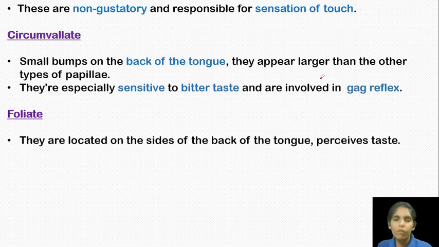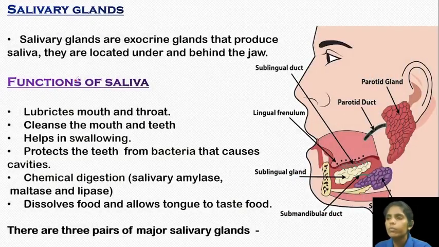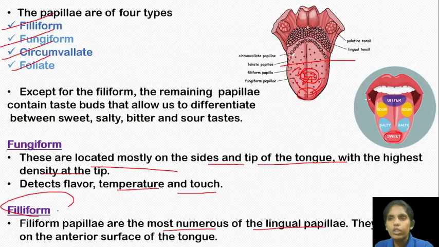Now coming to the circumvallate, they are small bumps present on the back of the tongue. They appear larger than the other types of papillae. So here, these small bump-like structures are the circumvallate papillae. They are larger in size when compared to the other papillae, and their function is to detect the bitter taste of the food.